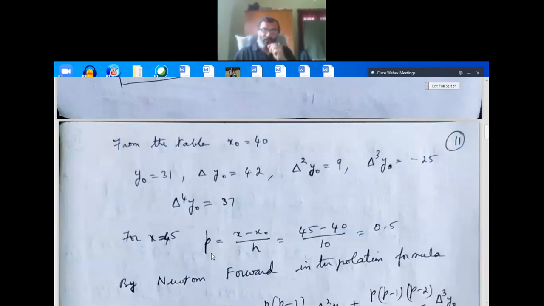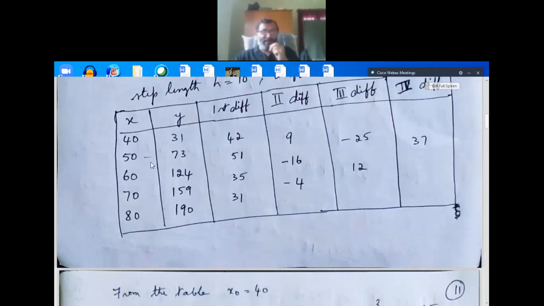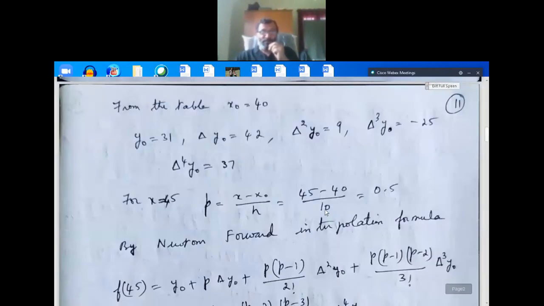The formula for p is x minus x naught by h. We have used it in the previous sessions also in the problems. So x is 45. X naught is the first value you can see here, 40. Then h is the difference here, the step length, that is 10. Okay, 45 minus 40 is 5, by 10, that is 0.5.